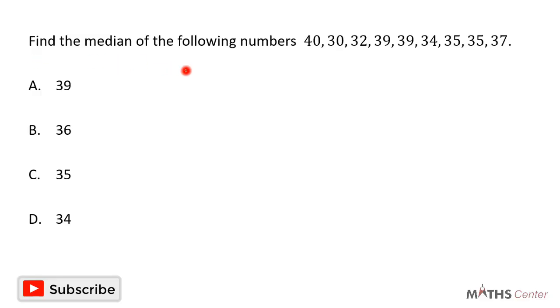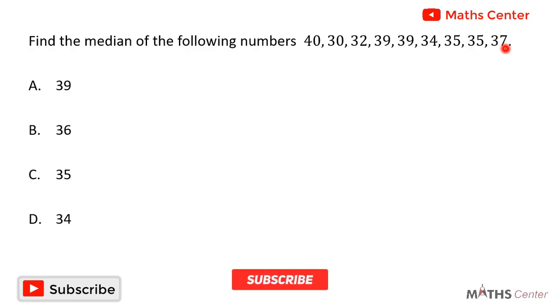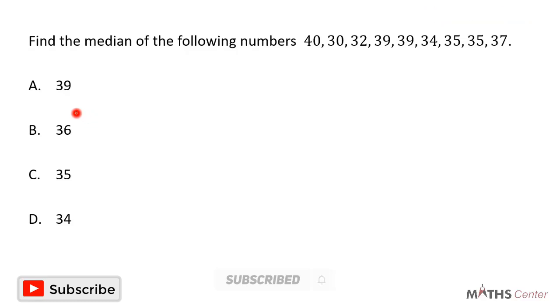Find the median of the following numbers: 40, 30, 32, 39, 39, 34, 35, 35, and 37. This is a multiple choice question, and so you solve the question, and after that you pick the correct option. The median is the middle number after the numbers have been arranged in ascending or descending order.